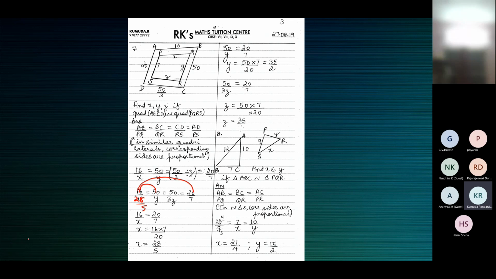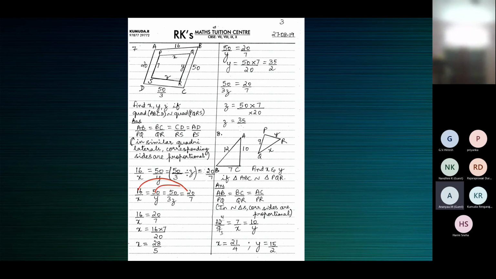Once you find the value of x, you can equate these two. Now you got the value of x, which is nothing but 28/5. So now you can equate these two also to get y. And once you get the value of y, you can equate this with this to get z. You can do it in different ways, but I have equated everything to 20/7.